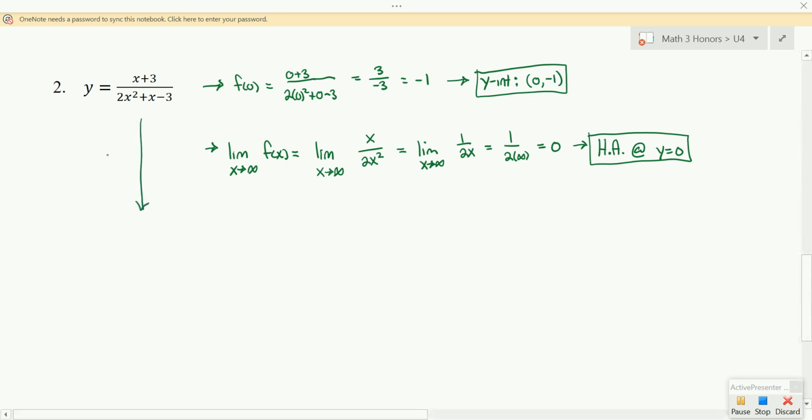Then you're going to factor. That's the third step. So go ahead and factor it, reduce it.